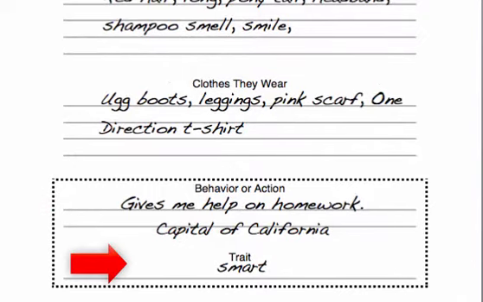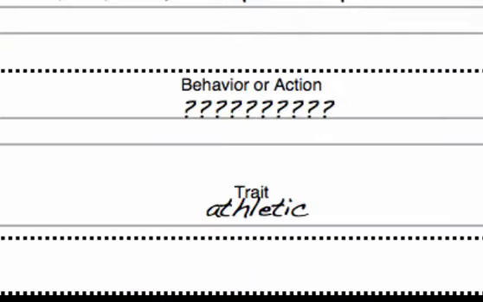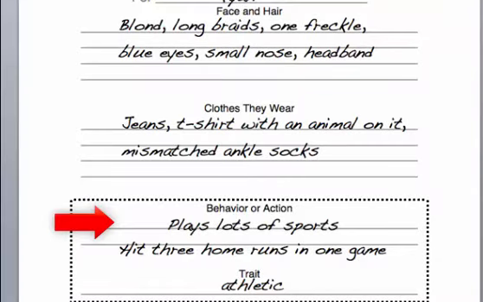Claire is smart. This is a trait. Now I need to prove it by explaining and giving examples. She knows all the answers for the homework. She told me that the capital of California is Sacramento. Ryan is athletic. Can you think of an explanation or example of behavior that proves Ryan is athletic? She plays on lots of sports teams. She hit 3 home runs for her softball team this year.